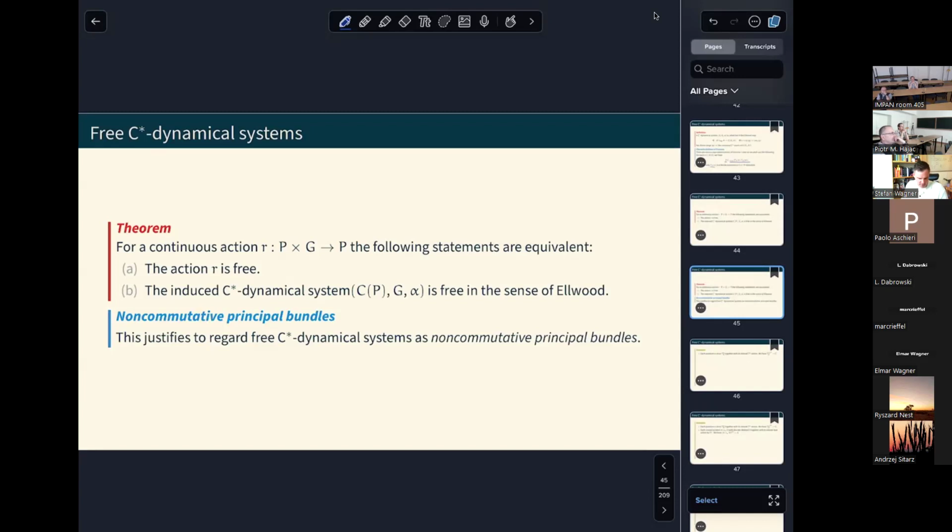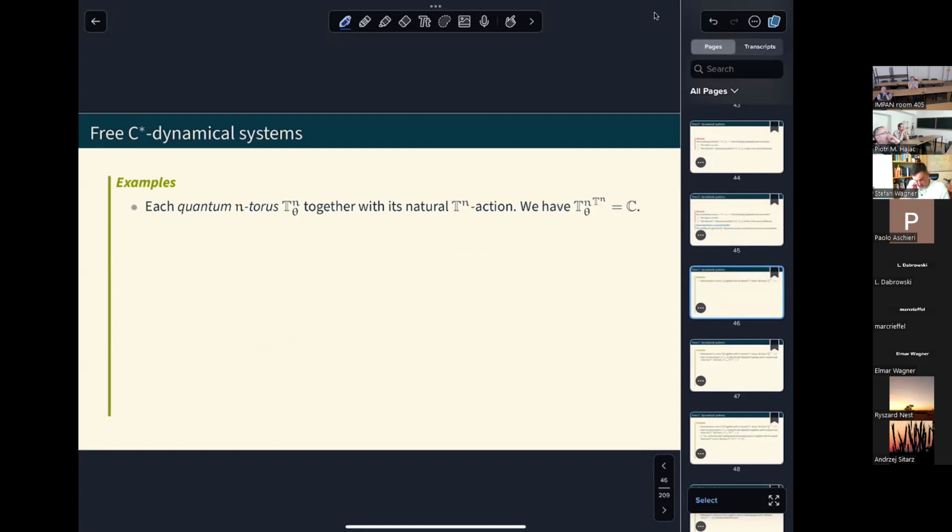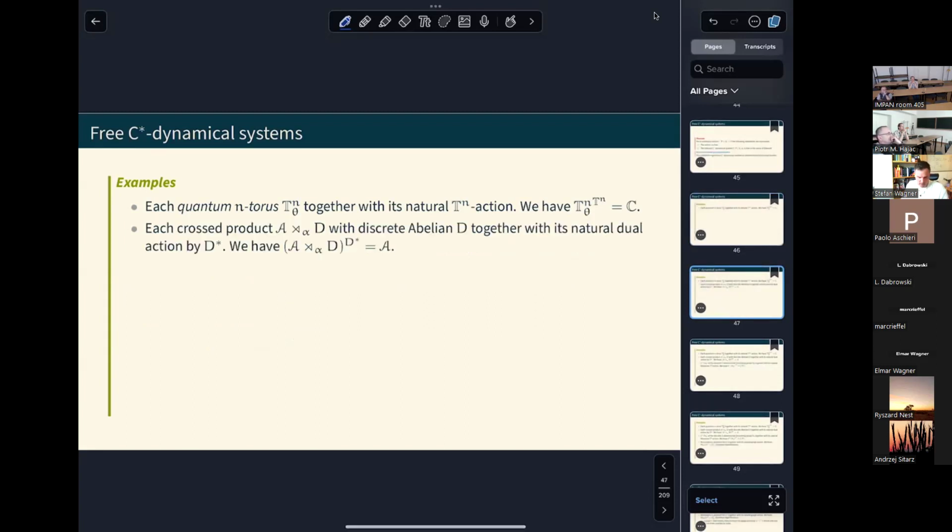Now, of course, whenever you have fancy definitions, you would like to see a couple of examples. You see that your theory is not empty. So there are plenty of examples. For example, you have the quantum n-torus together with its natural action by the n-torus, and these are ergodic actions. Cross products: whenever you have a cross product with a discrete abelian group D, then you have a natural action by its dual group. And then this is also a free C-star dynamical system with fixed point algebra, so you recover the original algebra here.